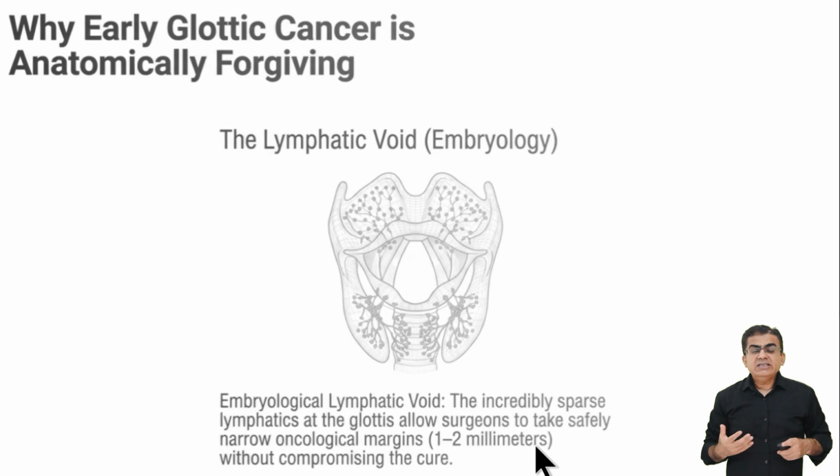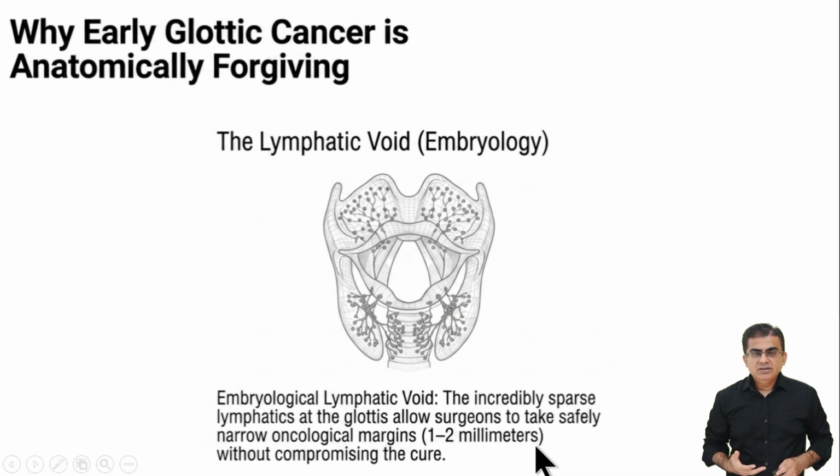Let us move to a very interesting anatomical fact. We just discussed how we peel off the tumor layer. But why is it safe to take a surgical margin of just 1 to 2 millimeters? Why does this cancer not spread microscopically very fast? The answer lies in our embryology. Look at the diagram on the screen.